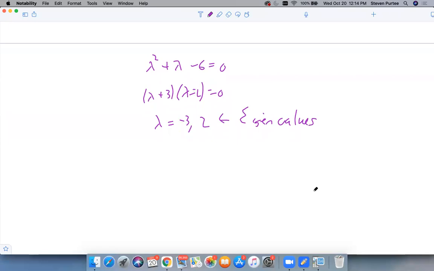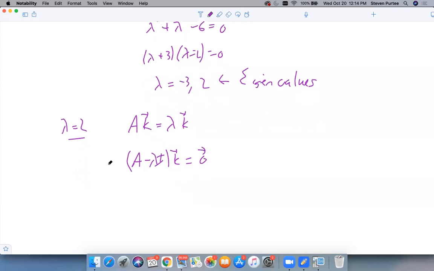Okay, now I've got to find my eigenvectors. Now remember, there are two different ways to find eigenvectors. So let's do lambda equals 2 first. I can do A times some vector k equals lambda k, or A minus lambda I times k equals 0, the 0 vector. Either way works. This one has more work at the beginning, but then solving it is easier because you have zeros in. This way has less work at the beginning, but more work at the end. I prefer the second way.